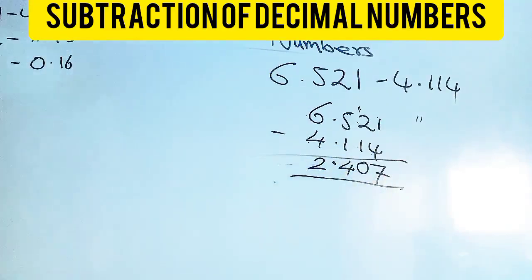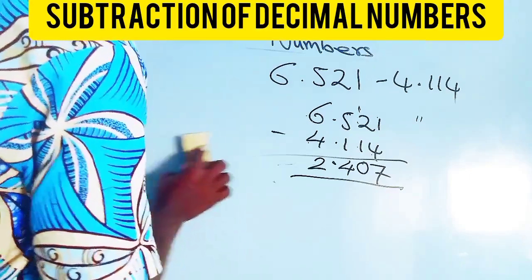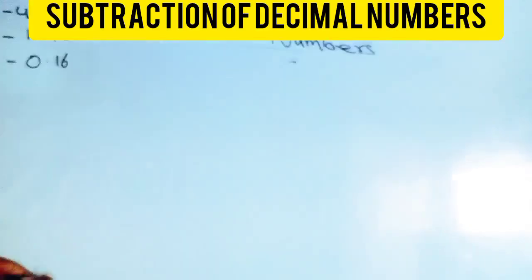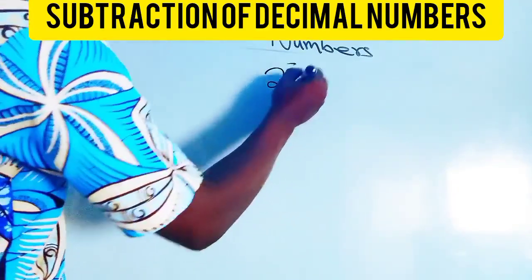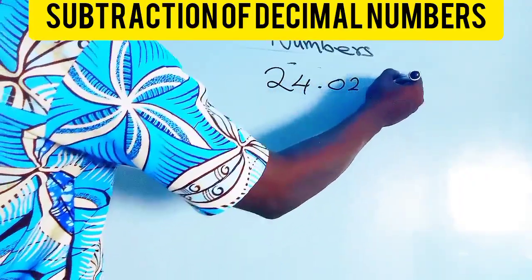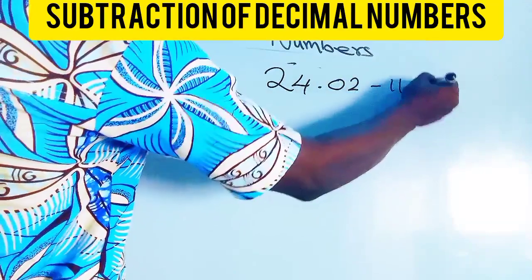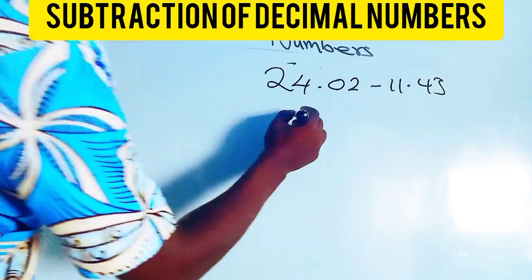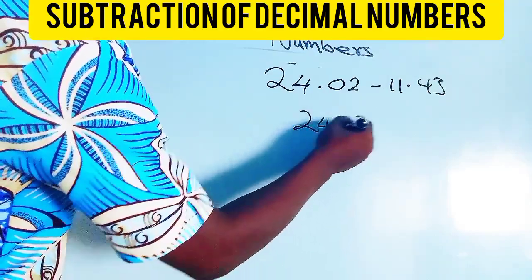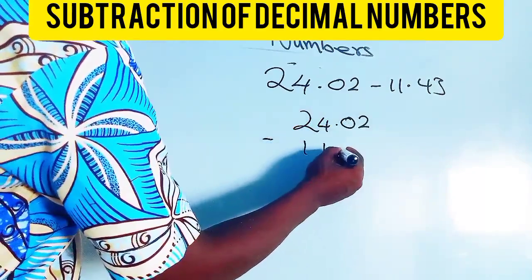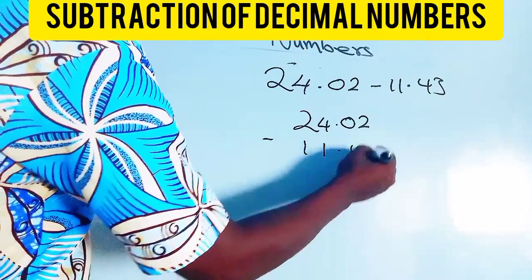Okay, let's move to question number 3. We have 24.02 minus 11.43. Let's rewrite this question. We have 24.02 minus 11.43.